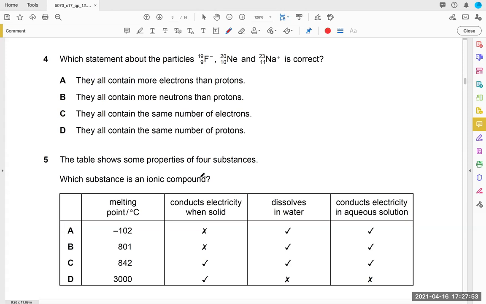They all contain the same number of electrons. That is true. They are all isoelectronic, as I said. So C is our answer in this one. And last is they all contain same number of protons. That would only be true for the same element, which isn't the case here. So C is our answer.